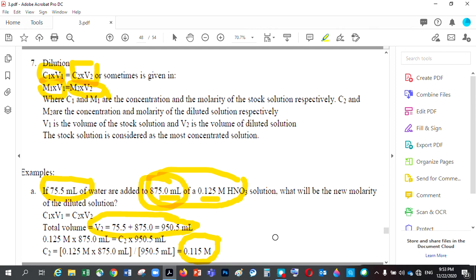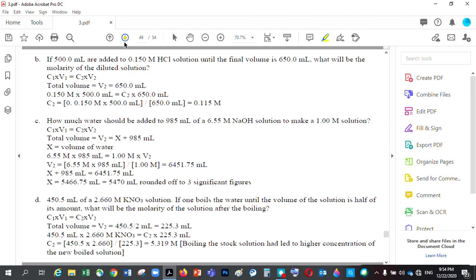With those types of calculations, you have to watch out, because we are talking about dilution. This has to be the diluted one, and if you make an error, you can inspect your answers. The answer has to be less, very diluted. 0.115 is less than 0.125, therefore my calculation has to be correct. But if I get more than whatever I started with, then there is an error somewhere.